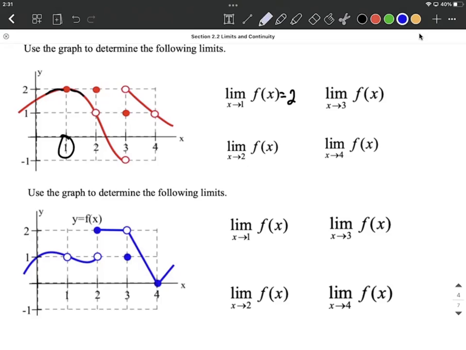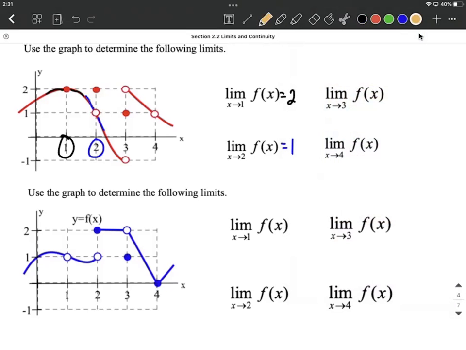Next up, let's go ahead and take a look at as x approaches 2. So as x approaches 2, approach from the left side, the right-hand side. It looks like those are going to meet up even though the point's not there. That's going to have a limit of 1 for a y value.